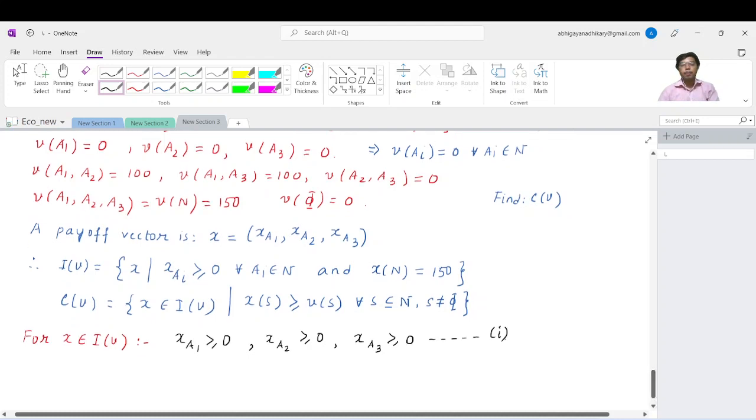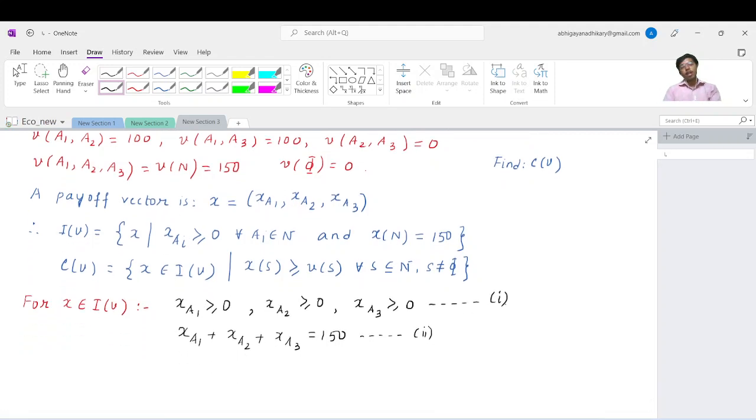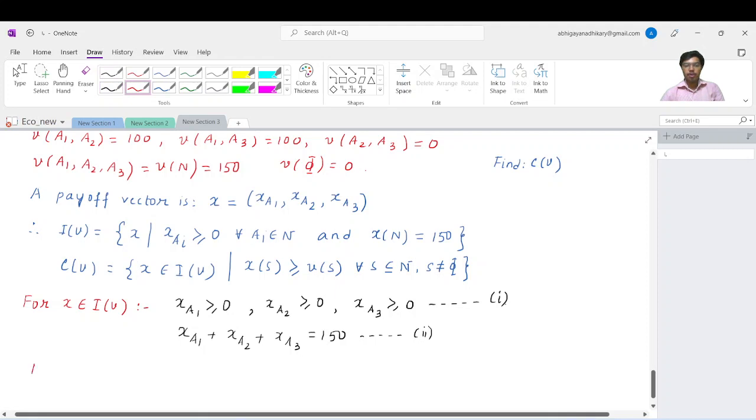Then it has to be Pareto efficient. That means Pareto optimal. So the sum of the payoffs, that means x of a1 plus x of a2 plus x of a3, should be equal to 150. These are the two conditions that we directly get from imputations. And now over and above these two, we have a third condition to address for the core, which is x greater than or equal to v. Therefore, for a particular payoff vector to be in the core, along with these two, you will have to satisfy these things.